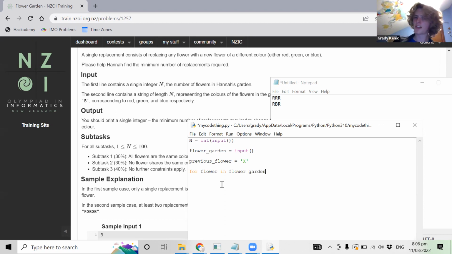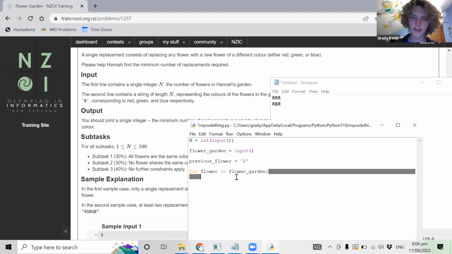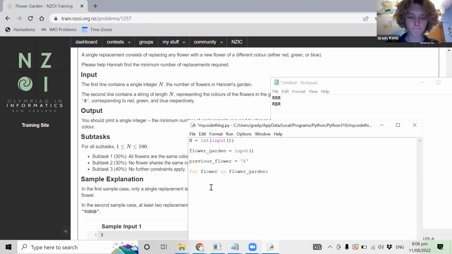Again, notice we're using another concept. That's why I chose this problem. We're using an indicator variable, which is going to be changed throughout the code. We're using a loop. For each and every flower in this flower garden, moving from left to right, that's what this line means. What we're going to do is, if this flower is the same as the previous flower, then we got a problem.